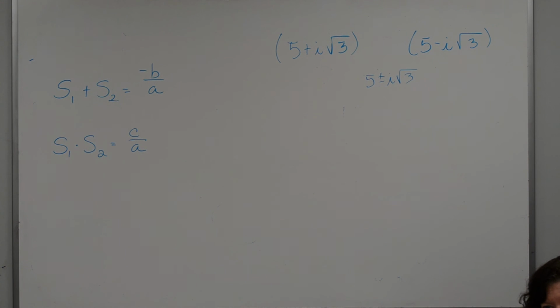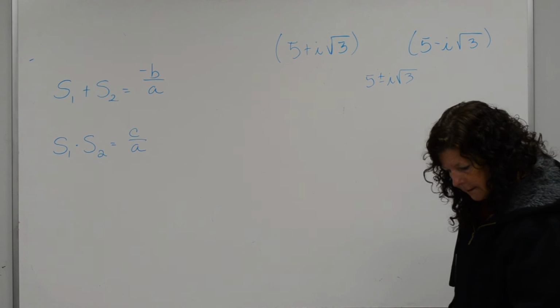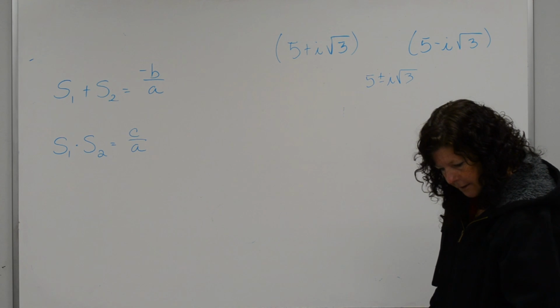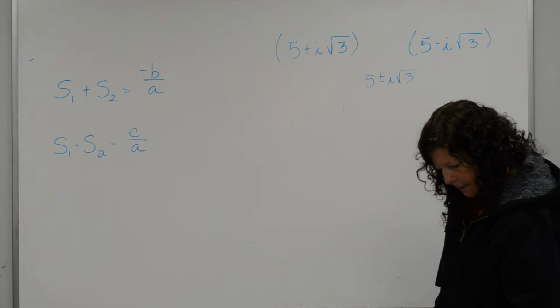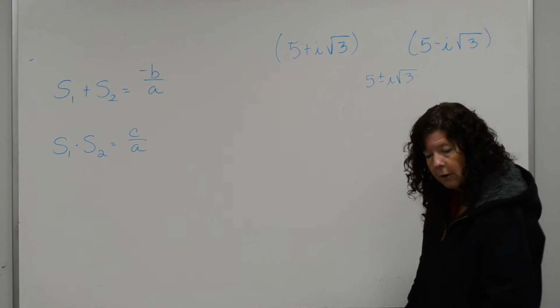Yes, no, maybe? Reagan's going no. I had 5x. I must have just not added. I think I know what I did. I didn't add the fives in the first part. Yeah, because that would have given you 10 over 1.